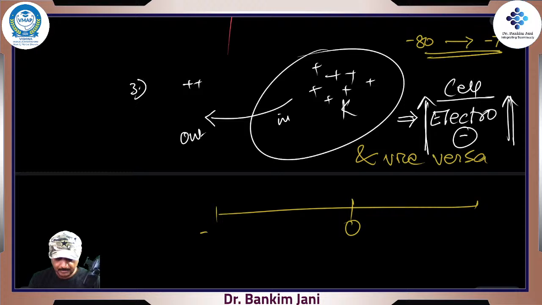This is 0. -80 is here. -70 if it is here. So yes, we are moving towards the positive side. So it is positive, right? So this is the third interpretation.